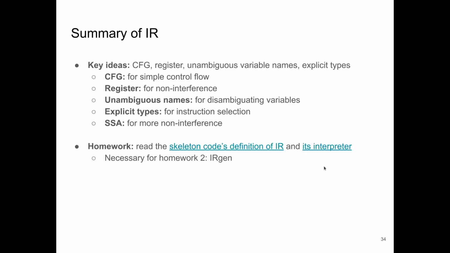So to summarize, our IR has these five characteristics: CFG, registers, unambiguous names, explicit types, and SSA. This is just a brief introduction to the IR. In a later video, we are going to look through the precise definition of the IR in KECC line by line, so that we can see what's happening with these key ideas in the actual code.